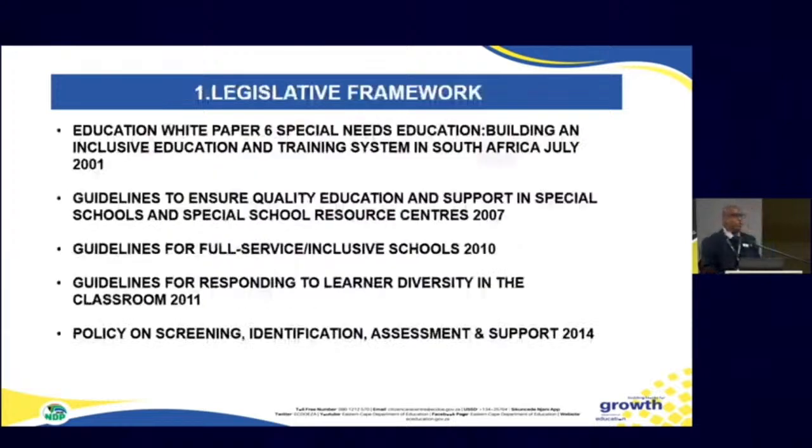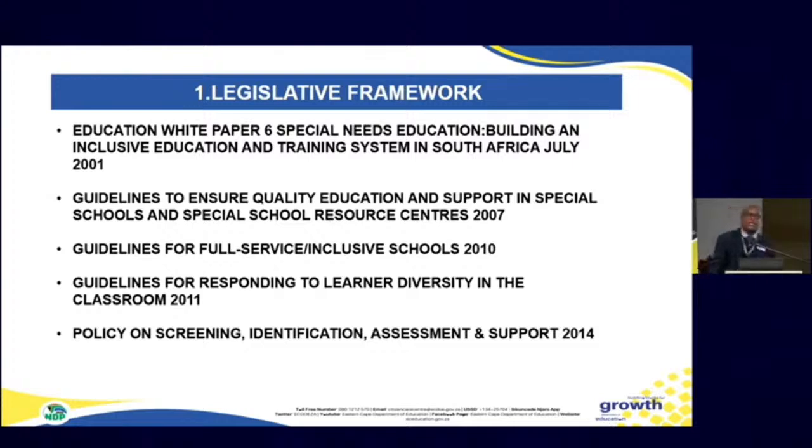Then moving to the legislation, I'm happy that it was covered by the previous speakers, in terms of what legislation guides us as the Department of Basic Education. We start with White Paper 6. All the previous speakers made mention of White Paper 6 of 2001. So we are guided by that as a department.